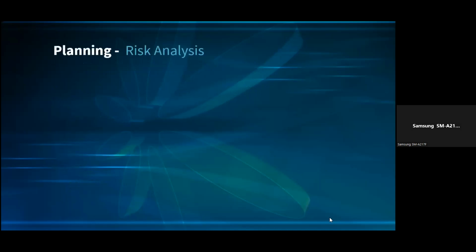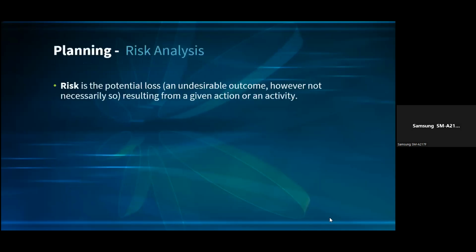So planning, risk analysis. What is the risk? Risk is the potential loss. When I told you about keeping software under control, I said when you're testing, be checking the risk. Because we need to know when testing is going to stop. Hence, we need to keep it under control. We need to be sure that we have tested properly. So risk is the potential loss, an undesirable outcome, however, not necessarily so.